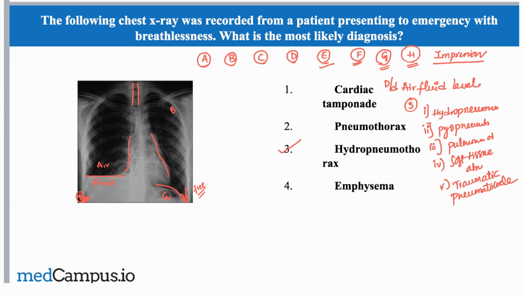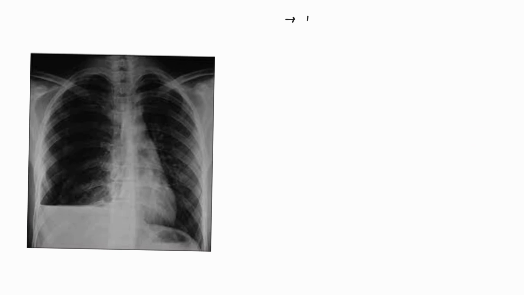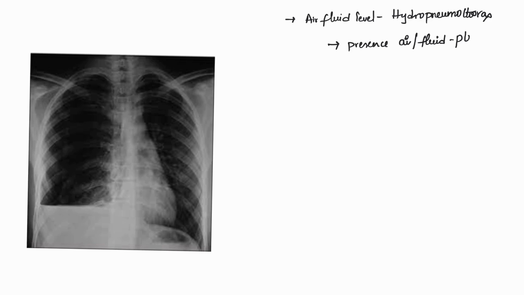So from the given 5 differential diagnoses, only one is there in the option, and that is hydropneumothorax. The X-ray here is showing air fluid level. So mostly the diagnosis is hydropneumothorax. Let us learn few important points about hydropneumothorax. What is hydropneumothorax? It is the presence of both air and fluid inside the pleural space. Okay, where it is present? It is present inside the pleural space which is surrounding the lung.